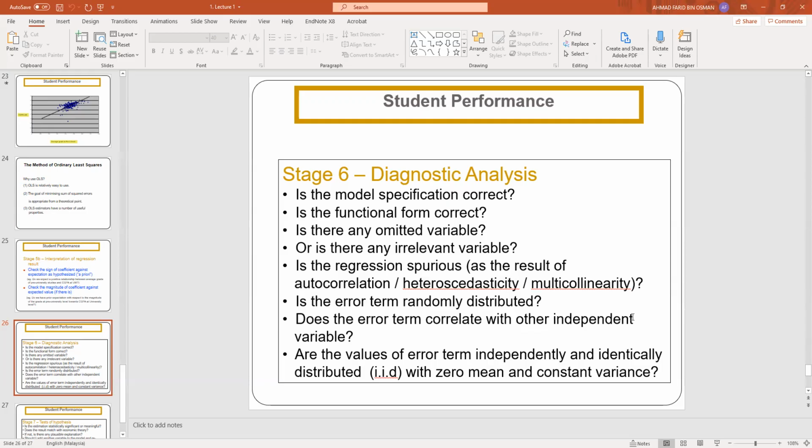Are the values of the error term independently and identically distributed with zero mean and constant variance? Okay, so you need to test the distribution of the error term. It's quite similar to what we discussed, but you also need to make sure that the average is equal to 0, and that it has constant variance, so that it is homoscedastic. It's not heteroscedastic error.